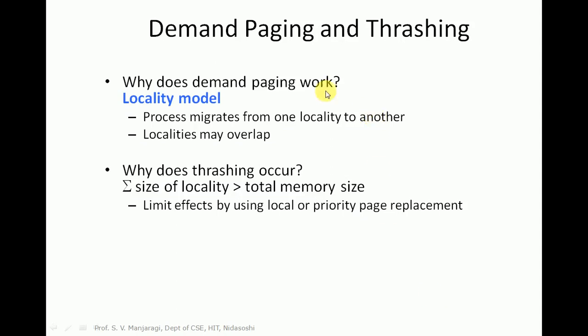Now let us look at demand paging and thrashing. Here we consider a model called the locality model. In the locality model, a process migrates from one locality to another locality in memory, and the localities may overlap. Now let us understand why thrashing actually occurs. If the summation of the sizes of the localities is more than the total memory size, then thrashing is going to occur.